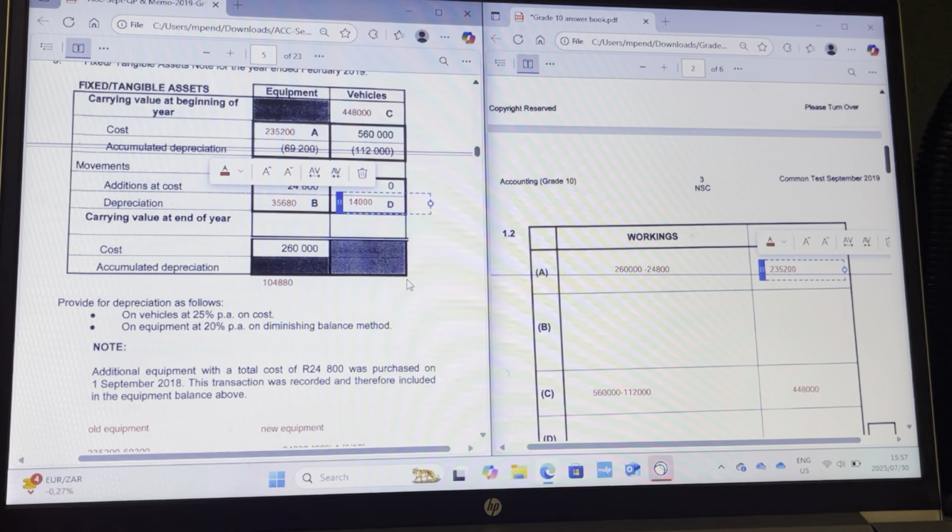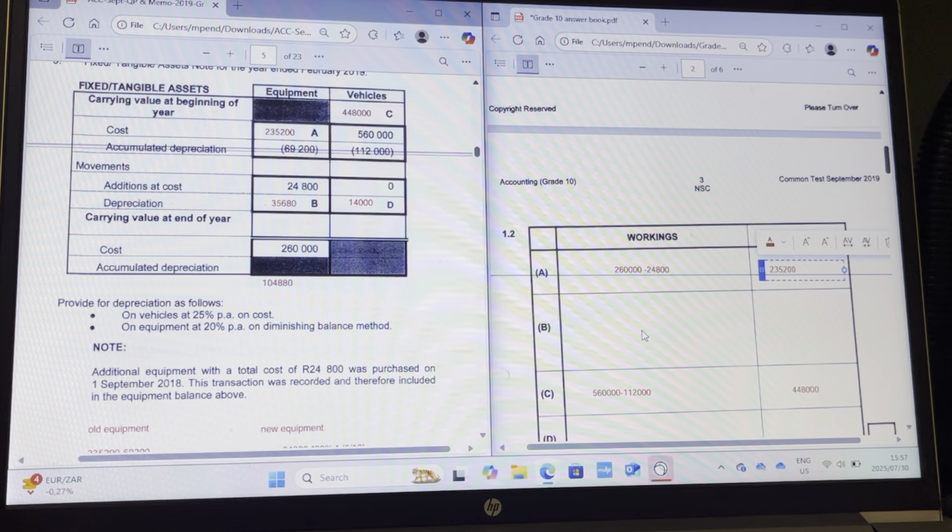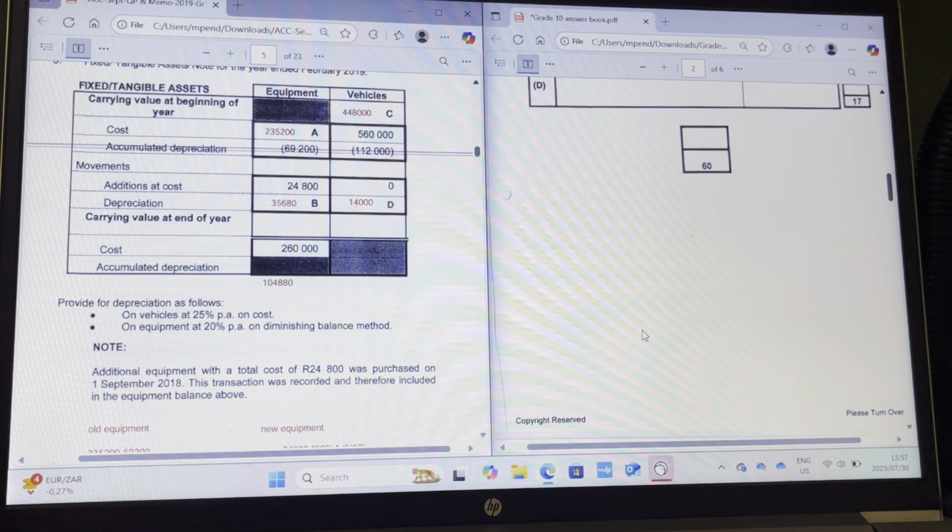Okay guys, that's all from our fixed asset note for now. Next up is our ratio analysis.